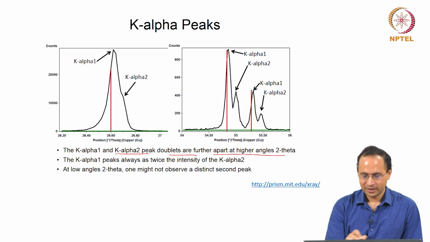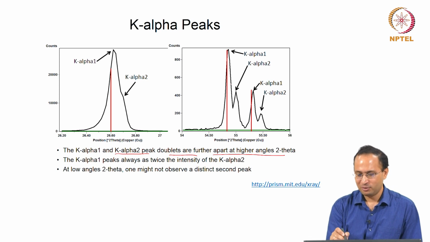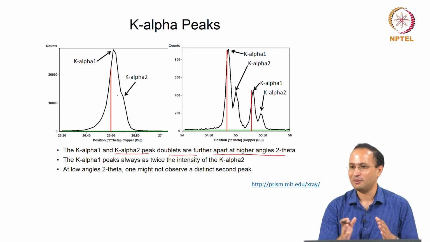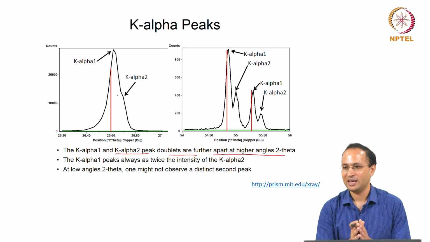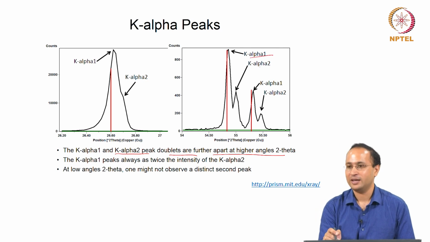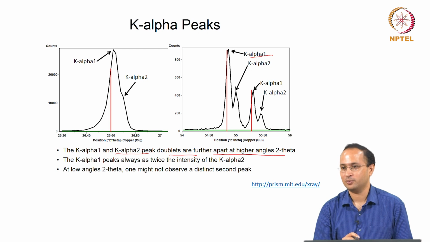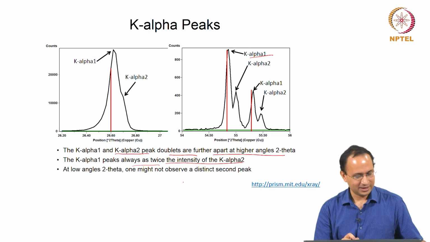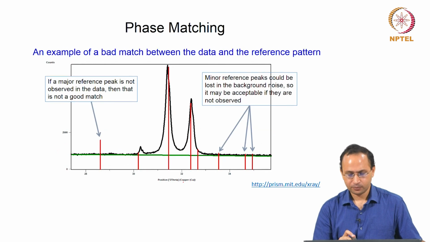K alpha 1, K alpha 2 peak doublets are further apart at higher angles. So you can see in some cases you will be able to see K alpha 1 and K alpha 2. Here at higher angles you can see the difference, the two peaks are quite apart. Here it is a contribution, they are mixed, you can't see K alpha 2 separately. But typically the K alpha 1 intensity is twice as much as K alpha 2. This is good to keep in mind. So K alpha 1 always has twice the intensity of K alpha 2. Okay. So these are K alpha peaks you often notice, right.